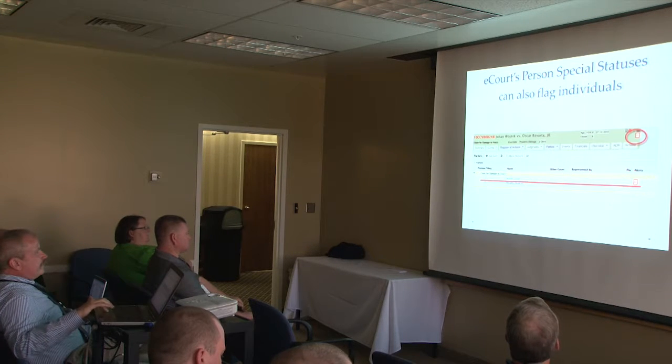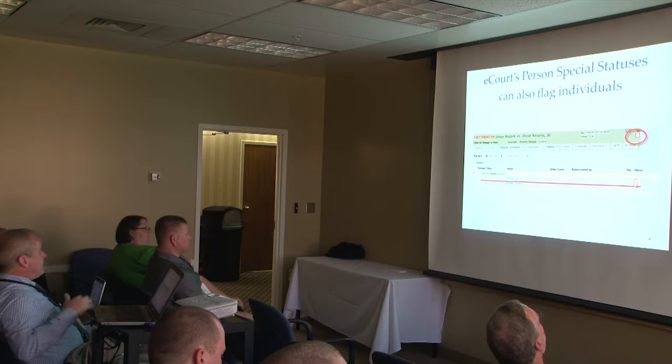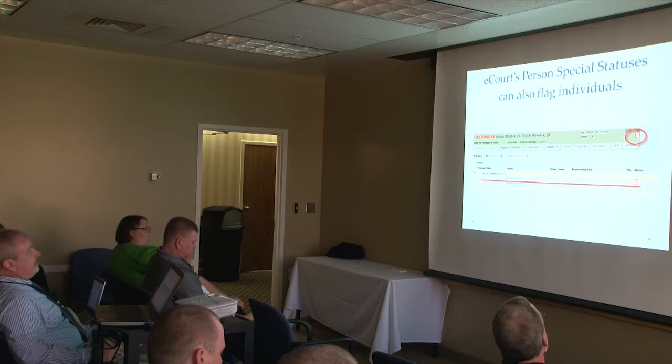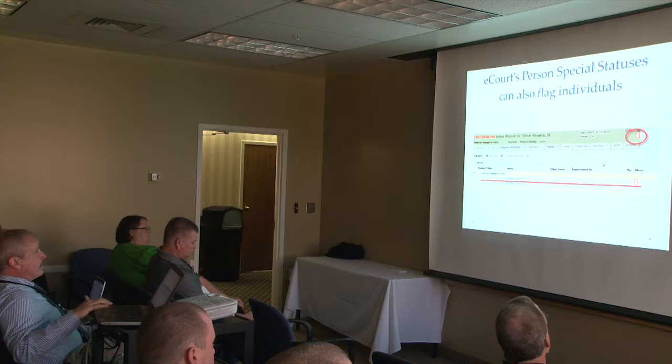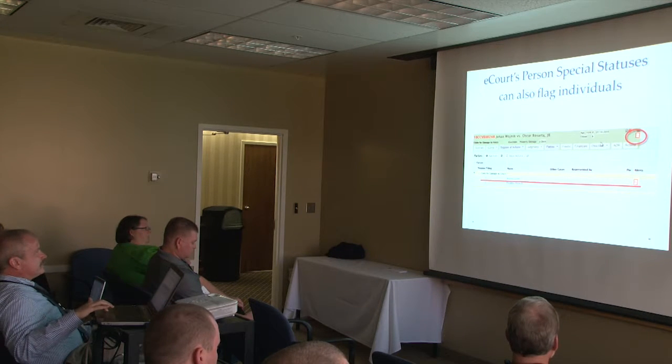In addition to things like that, person special status can also flag parties who are VL, in this case stands for vexatious litigants. So that also would impact a court's decision when it comes to a track assignment. If you've got somebody who is a vexatious litigant, then they're probably going to go in the complex track, I would assume. It's not something that's going to be expedited because that's just the nature of the beast.